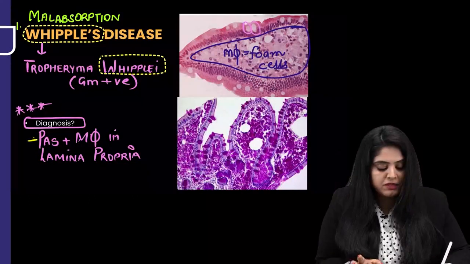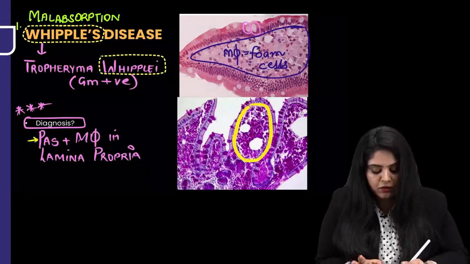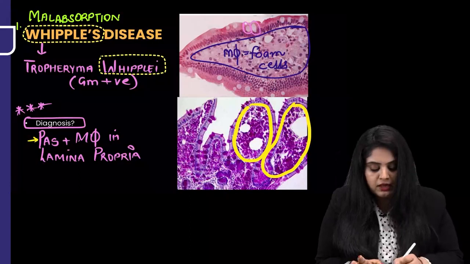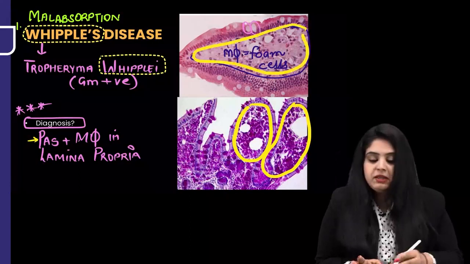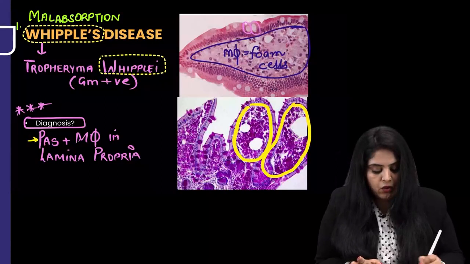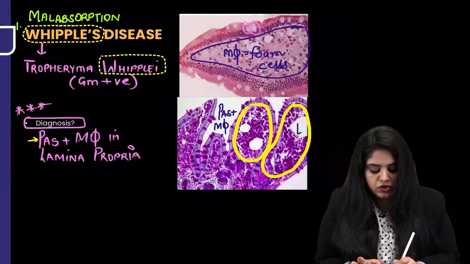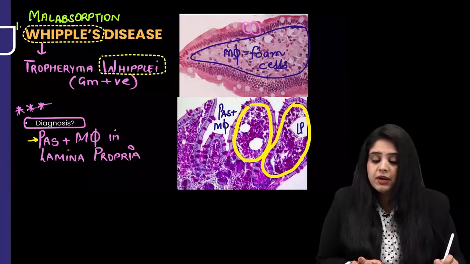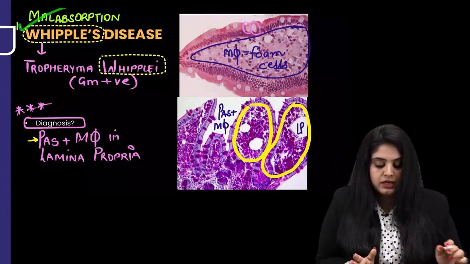P for PAS, P for pink. All these clusters of cells have now become pink. Earlier they were looking all foamy, I have put a PAS stain, and now all of them have become pink. So PAS positive macrophages, in which layer? They are seen in the lamina propria, and that is what you need to know about Whipple's disease.